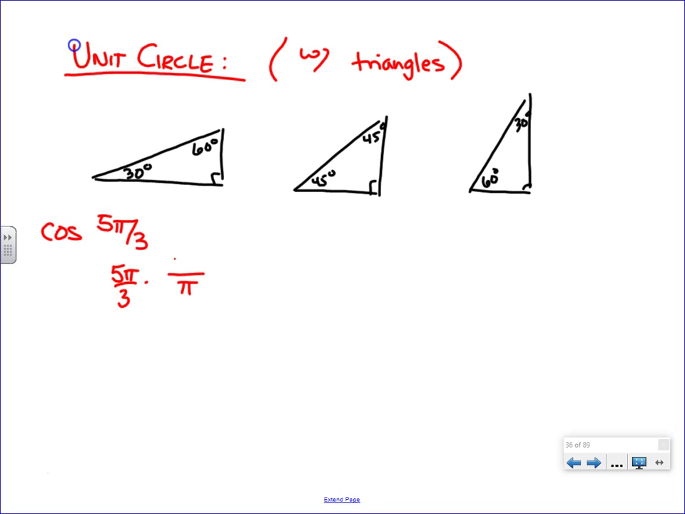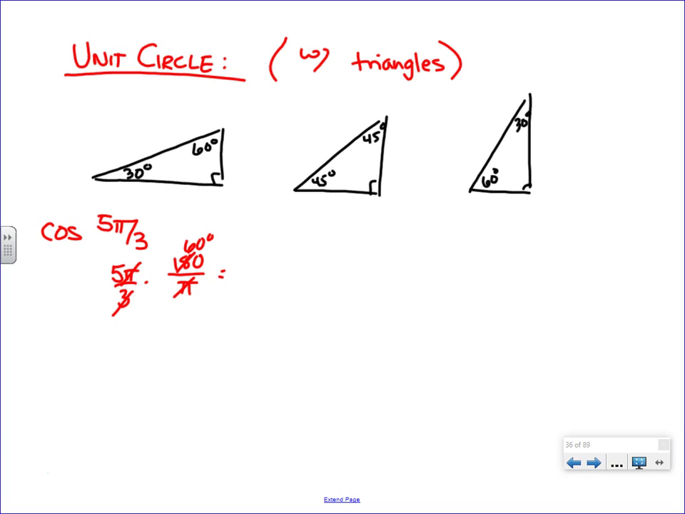I have the 180 up top and the pi down bottom, right? If it's thirds, here's one way some people think about it. If it's thirds, it's 1/3 of 180. Well, what's 1/3 of 180? 60. This is a 60-degree angle, but which one? Well, it's going to be 5 60s.